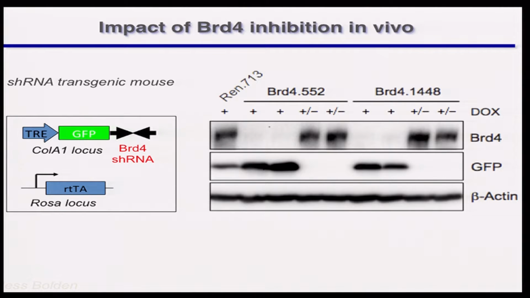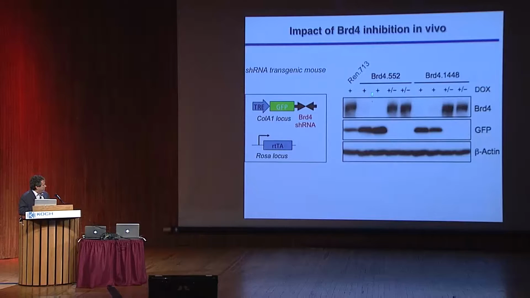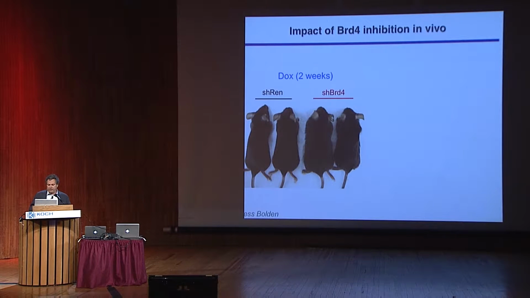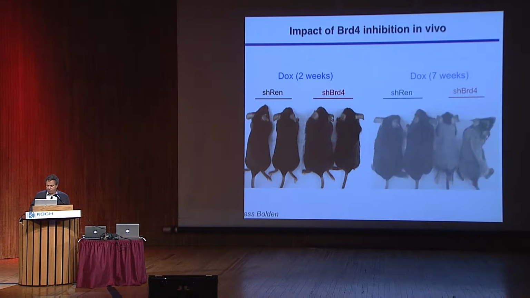If we add doxycycline, with two different hairpins targeting BRD4, we get good knockdown. GFP comes up as we predict. And if we take away doxycycline, it's reversible. We go back to endogenous levels of the protein. If we ubiquitously knock down BRD4 in the adult animal and wait 2 weeks, which interestingly, as I've been told, is about the length of a typical toxicity assay in drug development, we don't see much going on. But it doesn't stay that way.